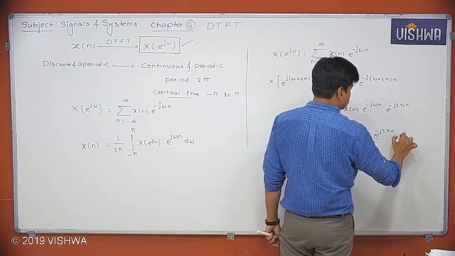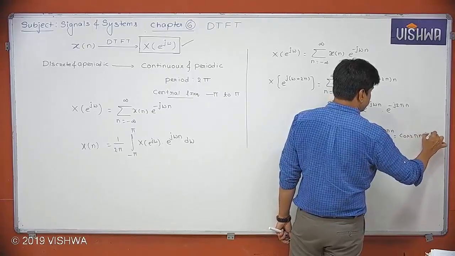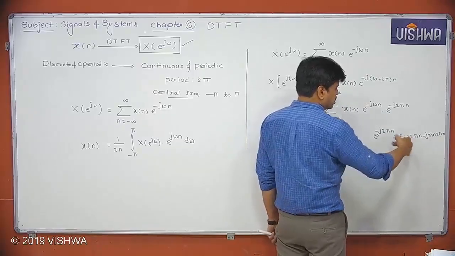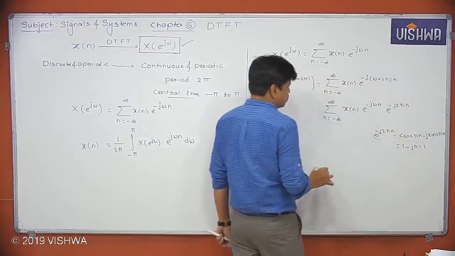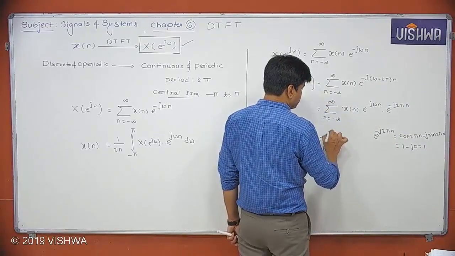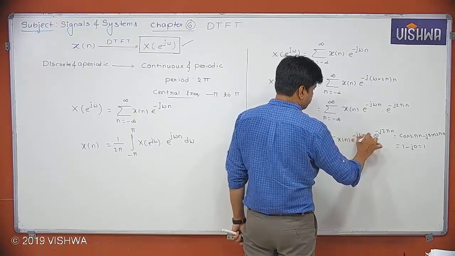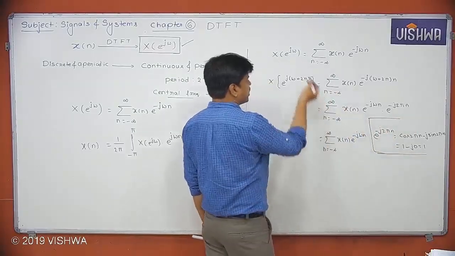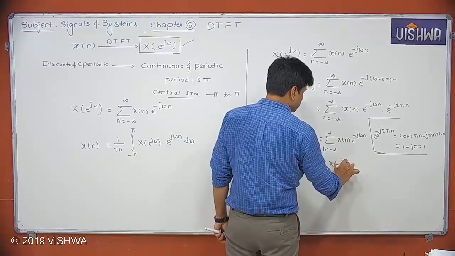Which is equal to cos 2 pi n minus j sin 2 pi n. The j sin 2 pi n value is equal to 0 and cos 2 pi n is equal to 1, so 1 minus j 0 is equal to 1. So finally I can replace it with 1. So finally what we got is the summation n equal to minus infinity to infinity x of n e power minus j omega n, which is nothing but X of e power j omega.